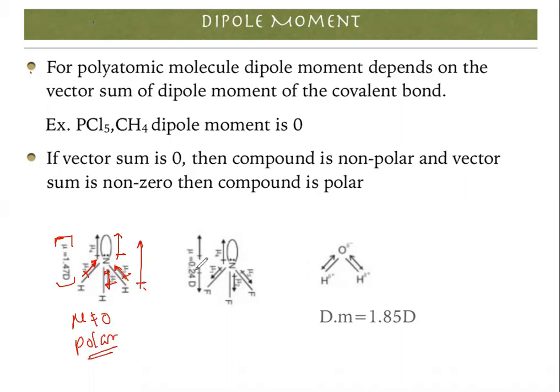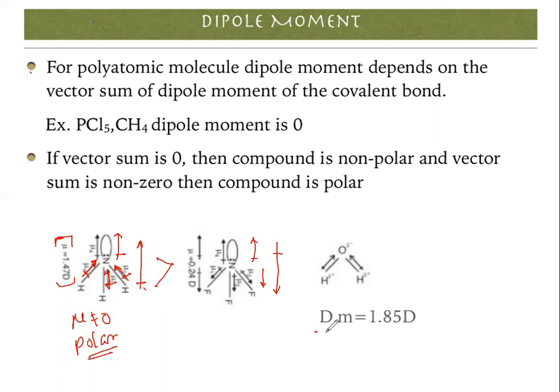Now coming to the next example, NF3. Now the situation is, see here, one vector is going up, another three vectors are going down. So three vectors going down means the resultant vector is going down. Now there will be a dipole moment, but the dipole moment of NF3 is less than the dipole moment of NH3. This has been asked many times in the exam. So what is the reason? The reason is, fluorine is more electronegative, hence the direction is downward, whereas hydrogen is less electronegative than nitrogen, hence the resulting vector is going up.